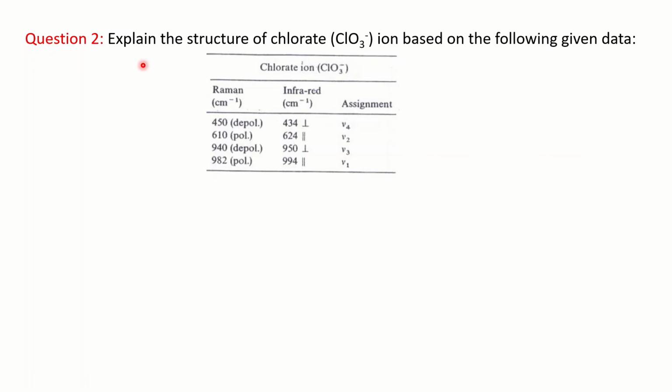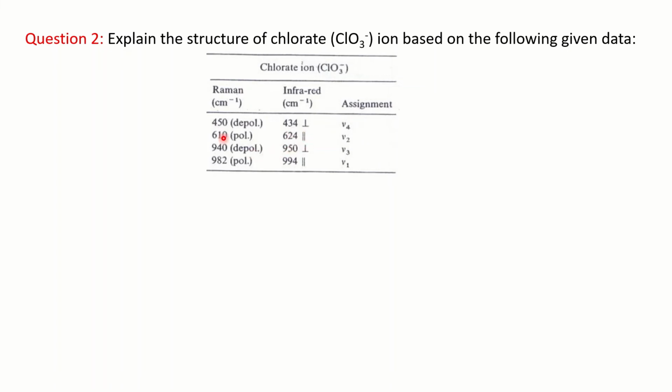Let's see, explain the structure of chlorate. You can see here it is again an AB3 type of molecule, chlorate ion, based on the following given data. The data is given to you here. You have to find out the structure or the shape of the molecule. So here you can notice you have Raman activity mentioned here, IR activity mentioned here, and the assignment is given: nu1, nu2, nu3, nu4 here, right?